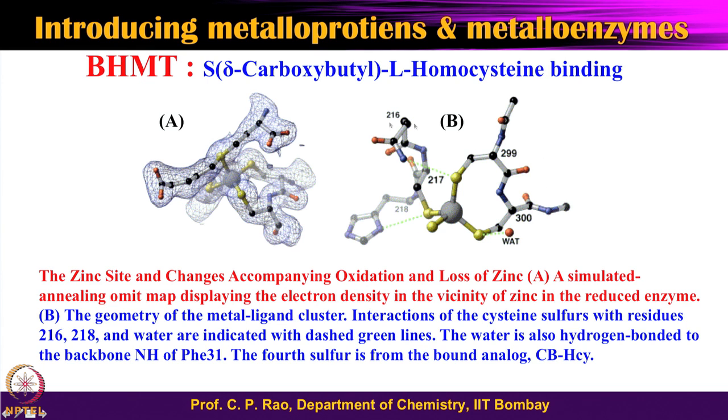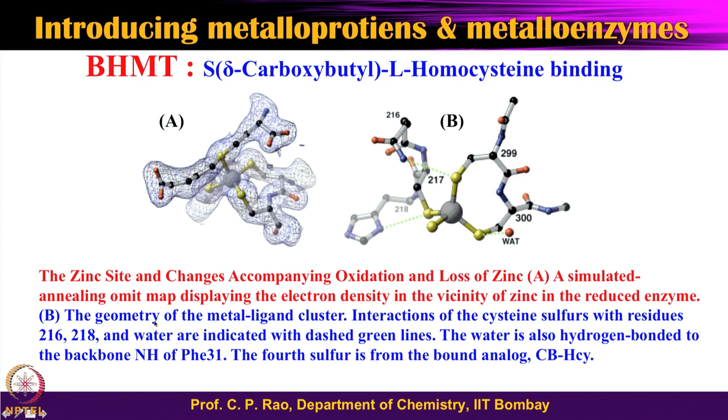So, the same thing which is shown over there for the carboxybutyl homocysteine binding, both the things, and then it will undergo. This is not very important because I have already explained to you. Okay, the zinc site and changes accompanying the oxidation and the loss of zinc, and this is the A, and that means zinc is basically out of the coordination sphere. That is what it basically means. This is basically a simulated annealing omit map that will show you where the zinc was supposed to have been during the displacement, and this is the electron density map in the vicinity of the zinc in the reduced enzyme.